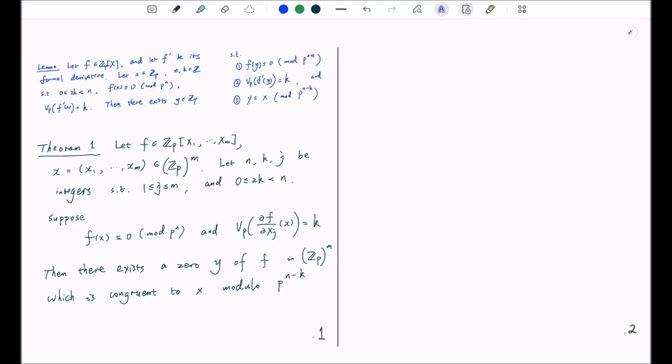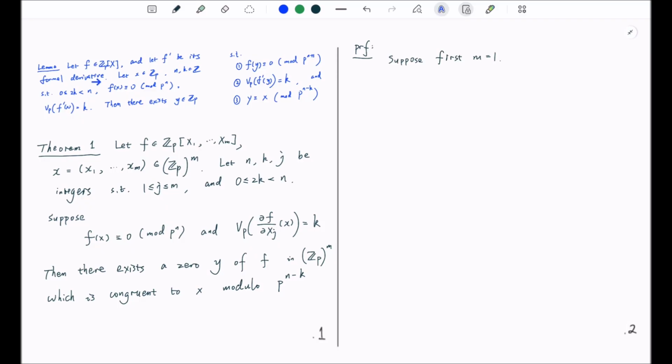Remember, from numerical analysis, the true solution to an equation is the limit of the sequence produced by Newton's method. And the proof of this theorem also follows the same philosophy, namely the true solution y will be produced as a limit of a sequence based on the given x in the statement. Now let's prove this. We're going to begin with the case of one variable, namely when m is equal to 1.